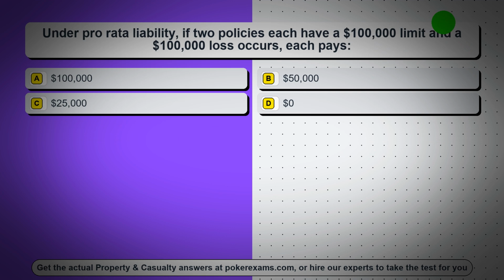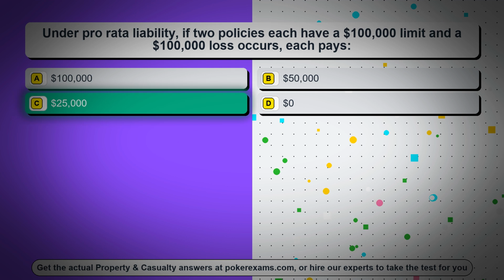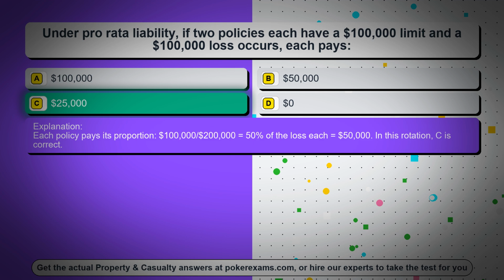Question 93. Under pro rata liability, if two policies each have a $100,000 limit and a $100,000 loss occurs, each pays: Option A, $100,000. Option B, $50,000. Option C, $25,000. Option D, $0. The correct answer is option C, $25,000. Each policy pays its proportion: $100,000/$200,000 equals 50% of the loss, each equals $50,000. In this rotation, C is correct.